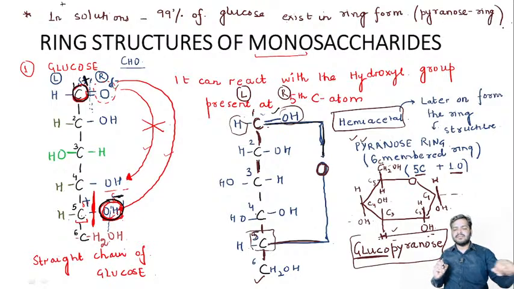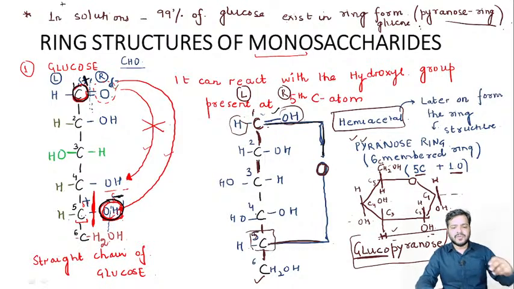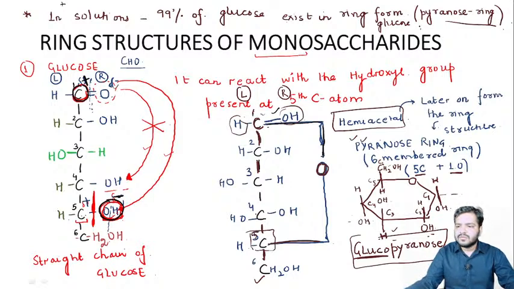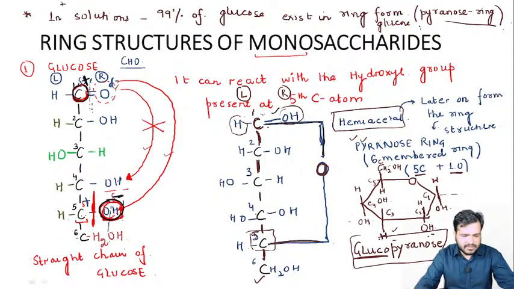So yes, ring form glucose, that is the pyranose ring. I hope the structure is clear. I hope this structure is very much clear to each and everyone, so that I can just start with the next structure of fructose. Perfect.